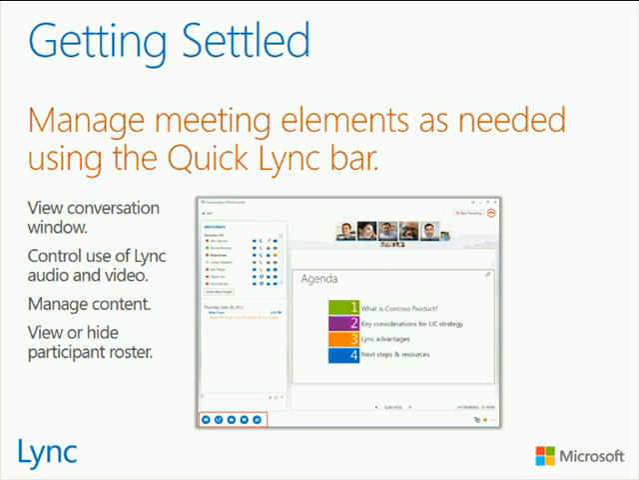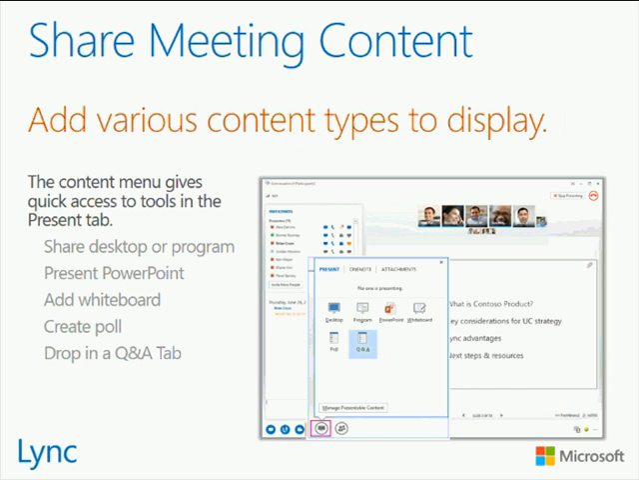Now, when you get it settled, what you want to do is adjust your view probably first, and then use these buttons down at the bottom left to actually adjust the elements that you want to see. So you can view the conversation window here, or not, or you can view the participant roster or not. And you can also manage the audio and manage the content from these buttons. Let's look at these a little bit more specifically. If you have a PowerPoint that you want to upload, you may want to do that here in the Content button on the Present tab, uploading a PowerPoint.